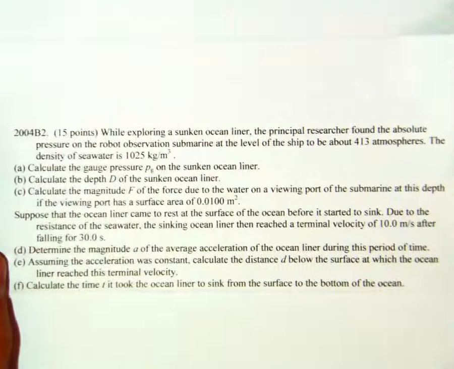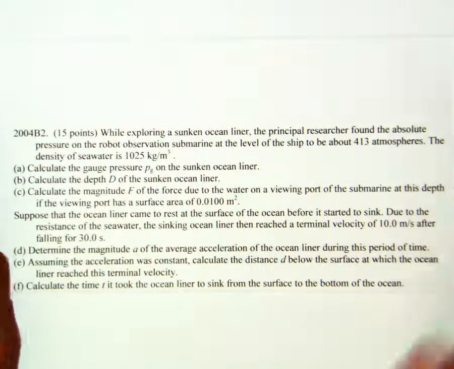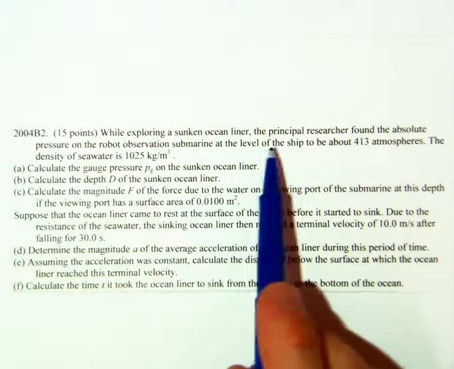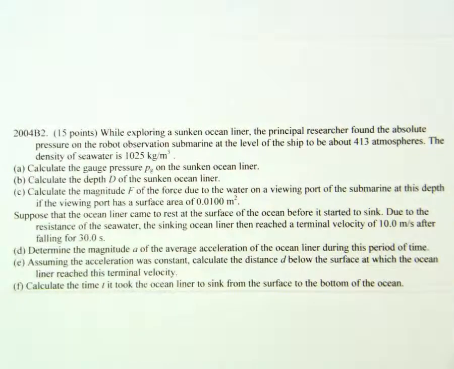Alright, now let's look at problem number 2. While exploring a sunken ocean liner, the principal researcher found the absolute pressure on the robot observation submarine at the level of the ship to be about 413 atmospheres. The density of seawater is 1,025 kilograms per cubic meter.